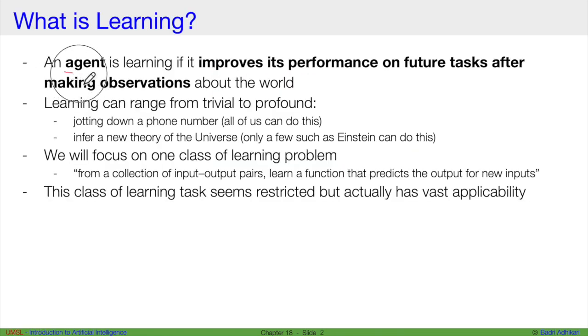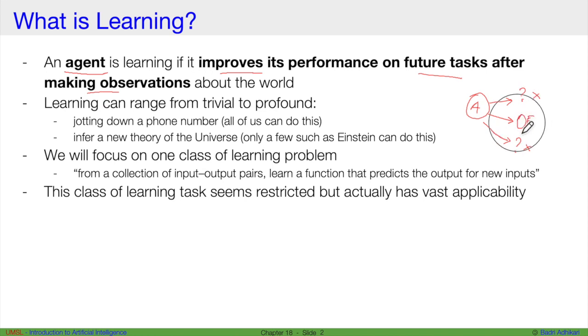We say that an agent is learning if it improves its performance on future tasks after making observations about the world. So if we have an agent that can do something in the environment, let's say it does task X, and we show this agent something about the environment and let it make observations from the environment, right?